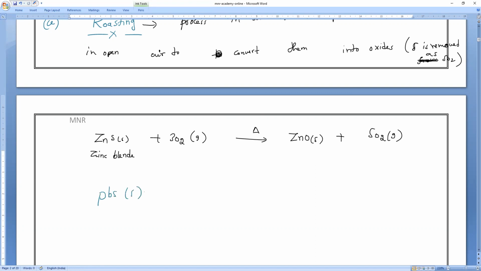Lead sulfide, what is the name? Check the tabular column I have given you. Galena reacting with oxygen will give us, yes boys second equation, girls first equation. Make it fast. Let me see who will balance it first.